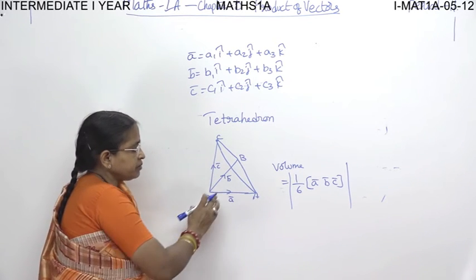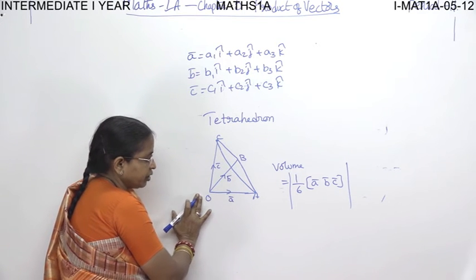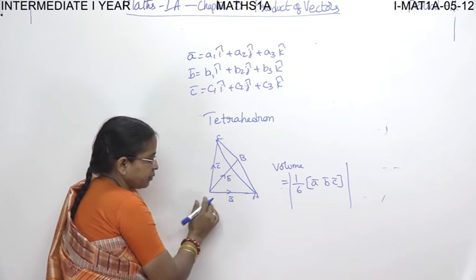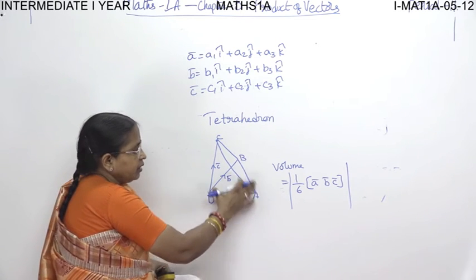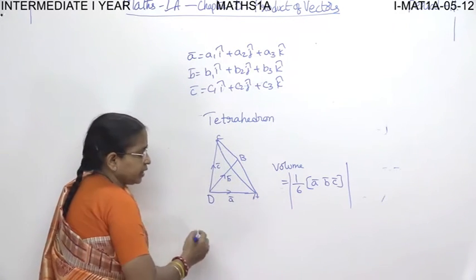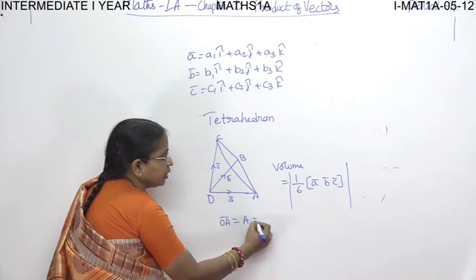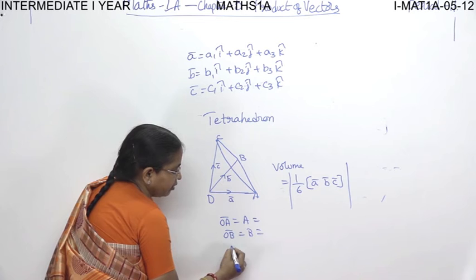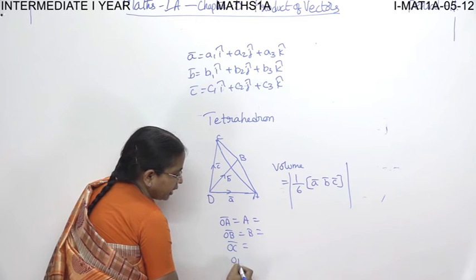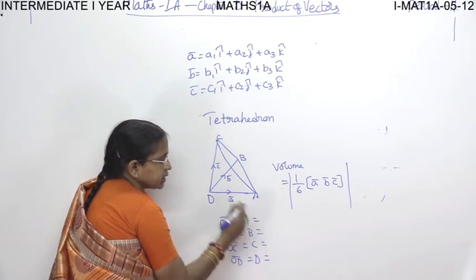There are some problems where they give the vertices. That means, suppose that instead of OABC, ABCD are the vertices of the tetrahedron. So OA is equal to A is equal to, they'll give some point. OB is equal to B is equal to, like this points are given. OC and then OD like this. So four points are given.